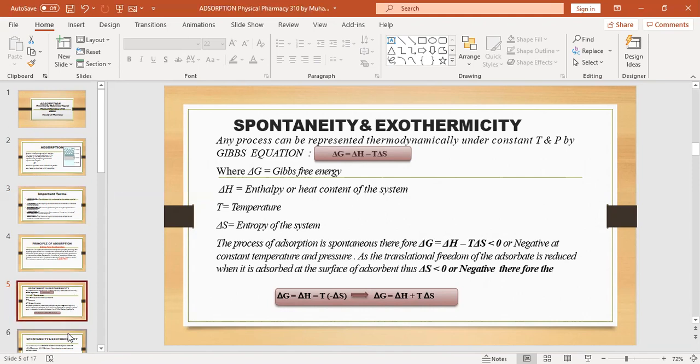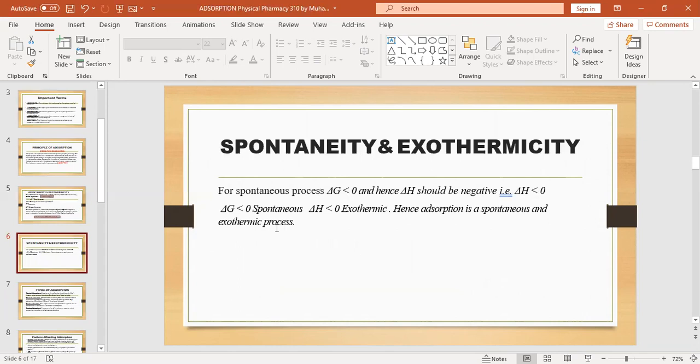Let's proceed to the next slide. For a spontaneous process, delta G is less than 0, and hence delta H should be negative. Delta H is also less than 0. Delta G less than 0 means spontaneous, delta H less than 0 means exothermic. Hence, adsorption is a spontaneous and exothermic process.